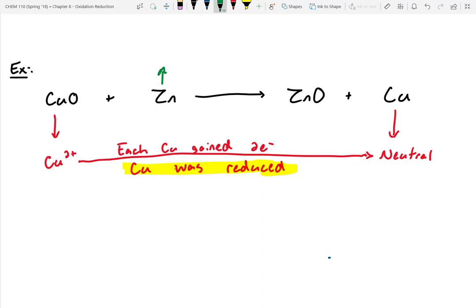Be neutral, right? So zinc will be neutral. And then over here, what charge must this zinc have? 2 plus. So did zinc gain or lose electrons here? Lost 2 electrons. So I'd say each zinc lost 2 electrons. That means zinc was oxidized or reduced? Oxidized.